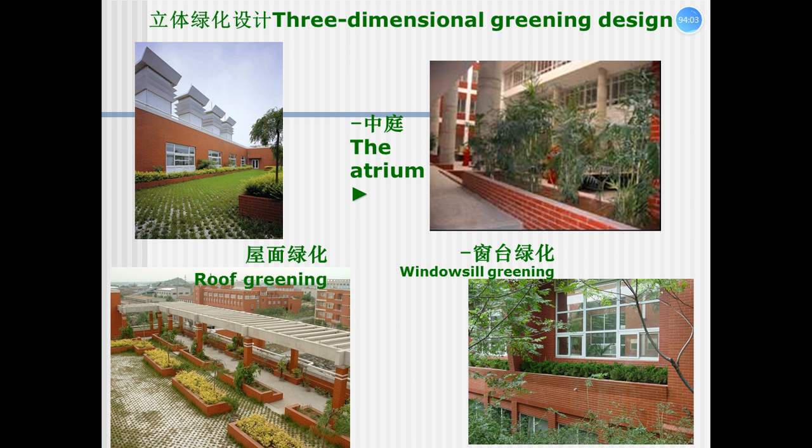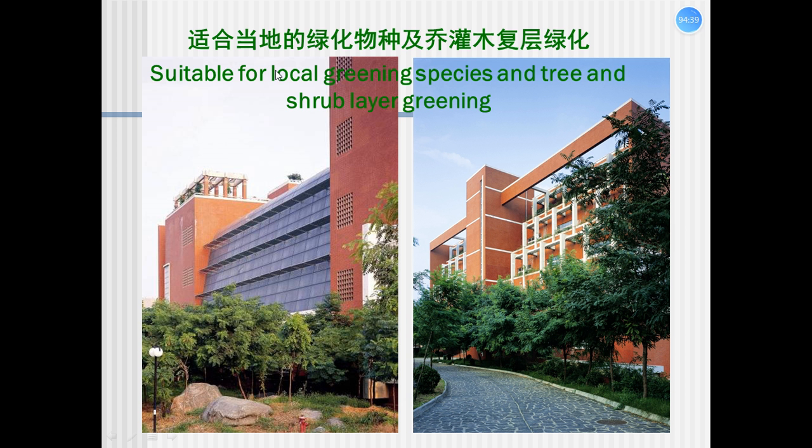The library is in North China. North China is cold in winter. Window sill greening. Roof greening. Suitable for local greening species and tray and sublayer greening.